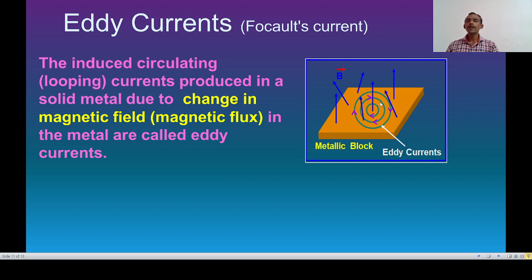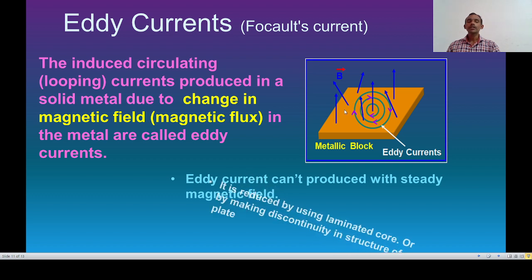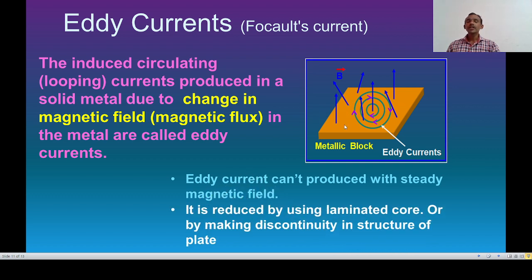This is discovered by the scientist Eddy. Therefore we can say that eddy current is the induced circulating current produced in a solid metal plate due to change in magnetic field. Now some important points. Eddy current cannot be produced in a steady metallic plate. That means for the production of eddy current, there must be a change in magnetic field. A steady magnetic field cannot produce eddy current.